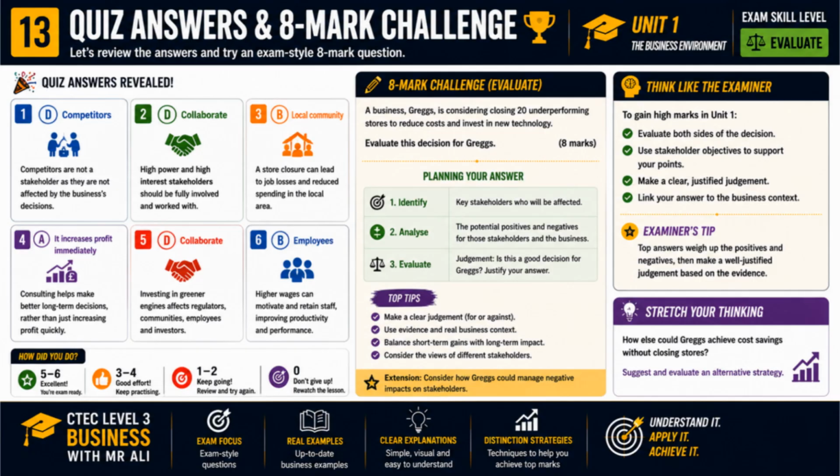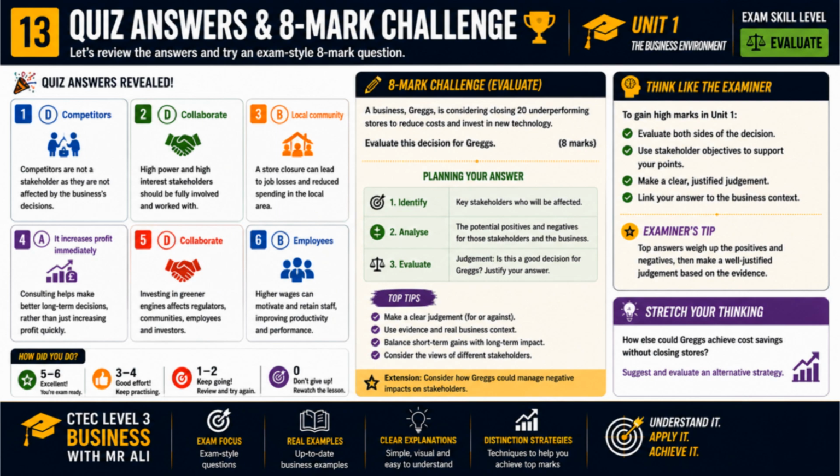We're going to make a judgment. Is this a good decision for Greg's? And we're going to have to justify that answer. So the top tips here is to make a clear judgment for and against, use evidence and real business context, balance short-term gains with long-term impact, consider the views of the different stakeholders. Extension here, if you really want to push yourself, consider how Greg's could manage negative impacts on the stakeholders.